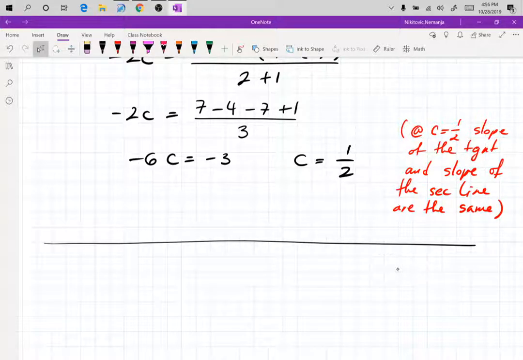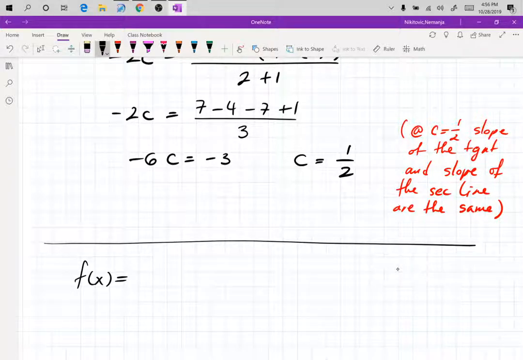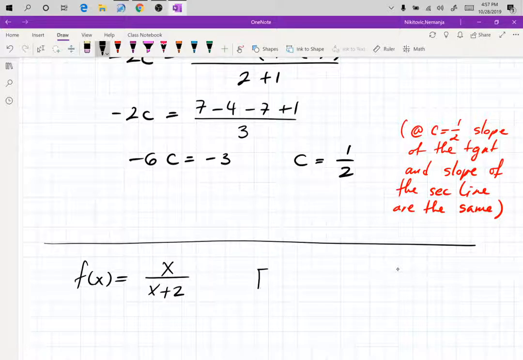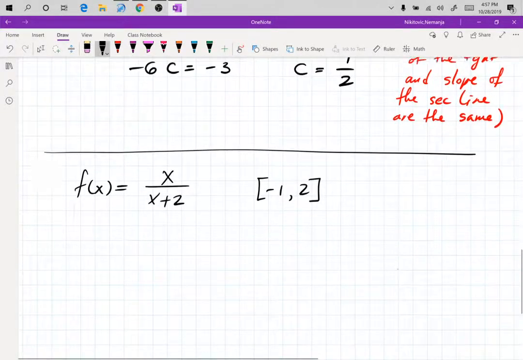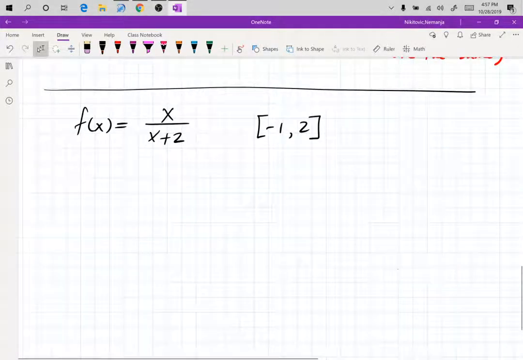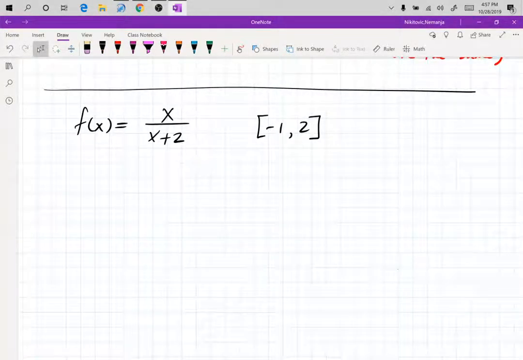Let's see. Since you had a question about the quotient rule derivative, here's the opportunity for you to practice it. Oh, it's the same interval. Okay, interval can be anything. This is just bad luck over here, two examples back to back with the same interval.